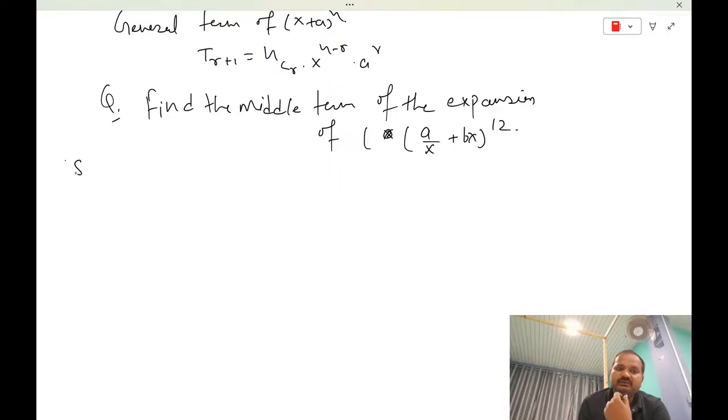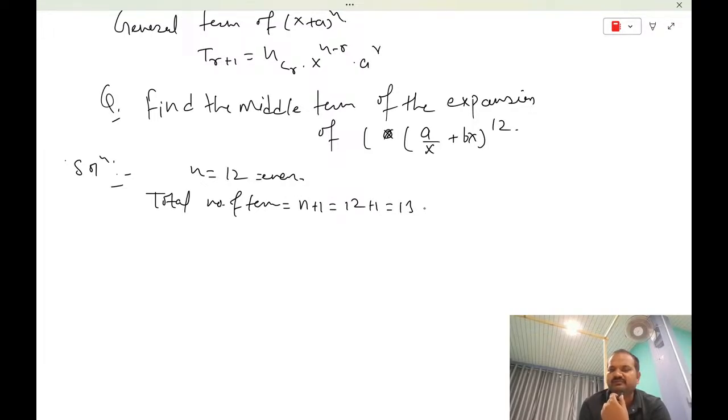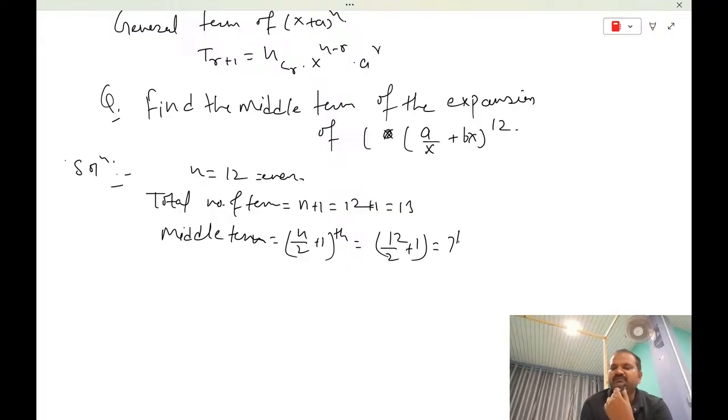So here we can see the exponent is given, n is equal to 12, that is even. So the total number of terms will be n plus 1, that is 12 plus 1, that is 13. The total number of terms in the expansion will become 13 terms. So which one will be the middle term? The middle term will become n by 2 plus 1, that is 12 by 2 plus 1, means the 7th term will be the middle term.